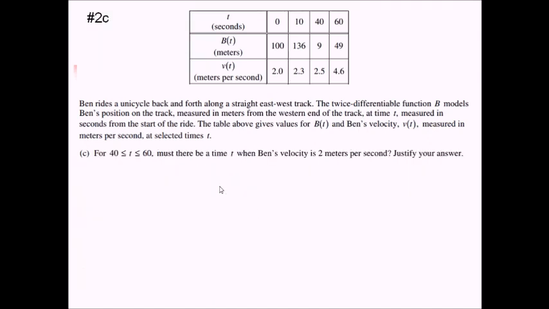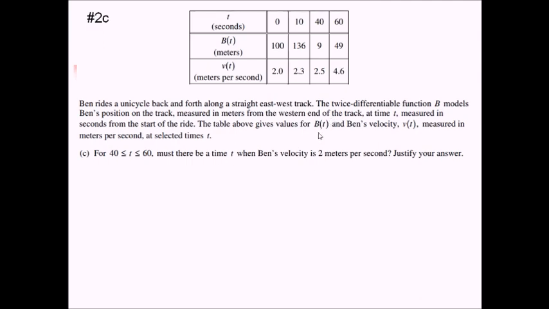For this part of the problem, they want to know for 40 to 60, must there be a time t when Ben's velocity is 2 meters per second? With justification. So whenever we're talking about something's derivative being guaranteed to be a certain value, we're generally invoking the mean value theorem for this. So let's take a look.